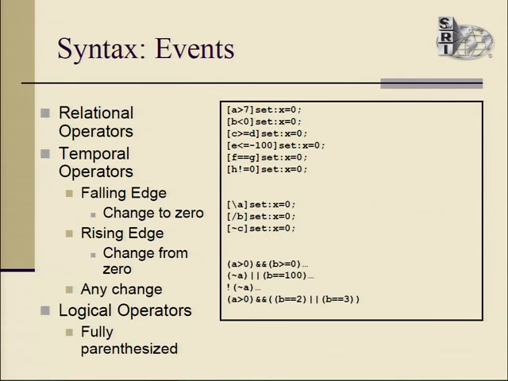Events are the opposite of actions. These are the ways that a timing language program can sense its environment and react to things coming in from the outside. So we have a standard suite of relational operators: greater than, less than, not equal to, that kind of thing. But because this is a timing language, we also have some temporal operators. So we have the ability to detect falling edges or rising edges or changes on ports. Falling and rising represent a change to or a change from a 0 value.